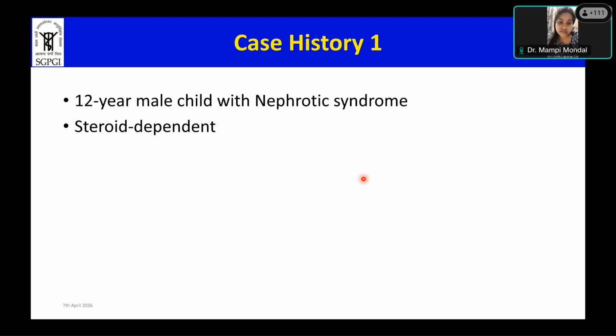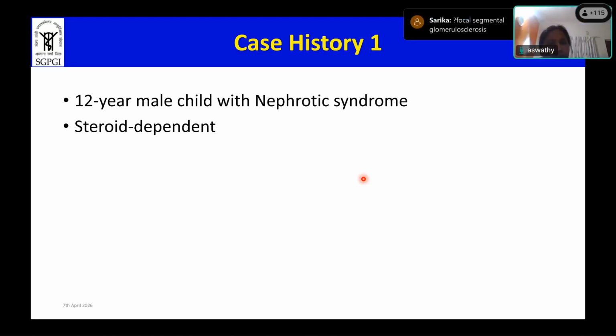Yes, ma'am. So this was a 12-year-old male child with nephrotic syndrome. Before looking at the renal biopsy, what do you think it should be? The first thing which comes to your mind in a 12-year-old child with nephrotic syndrome. Minimal change disease can be. Okay, good. But it is also written that it is steroid dependent. So what do you expect now? Generally, in nephrotic syndrome, minimal change disease, if it is steroid responsive, they will not do a biopsy. So it is steroid dependent. So what else should you keep in mind, apart from minimal change disease?